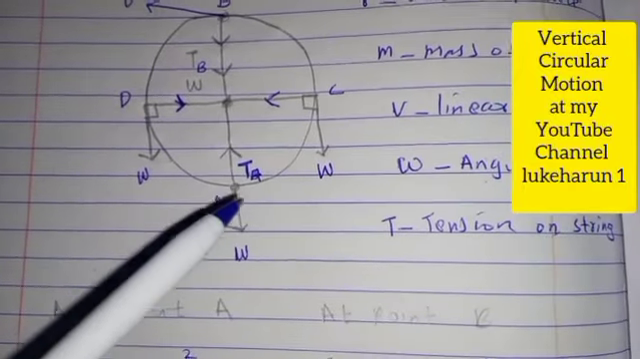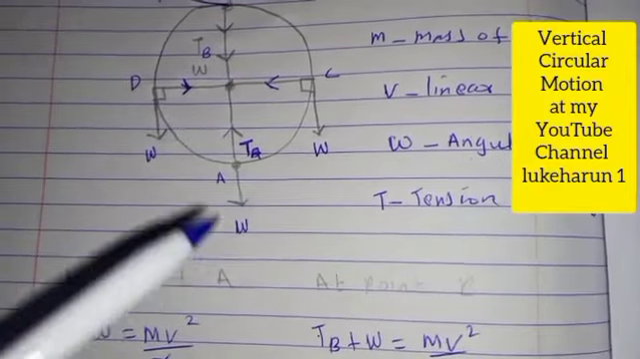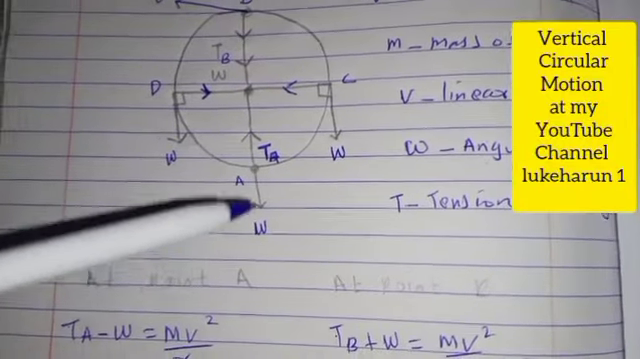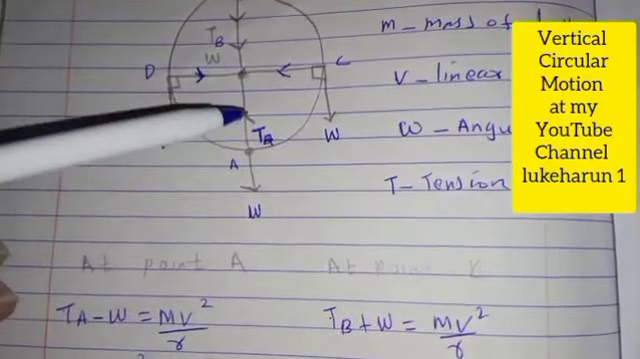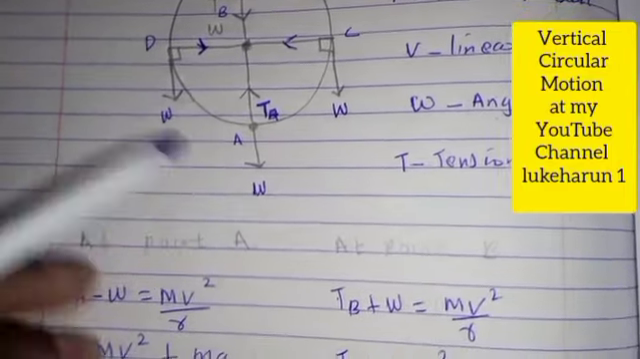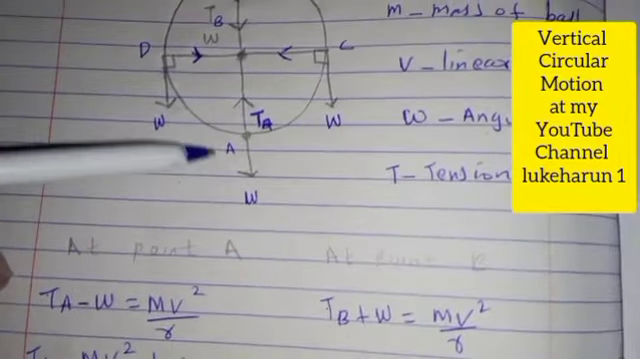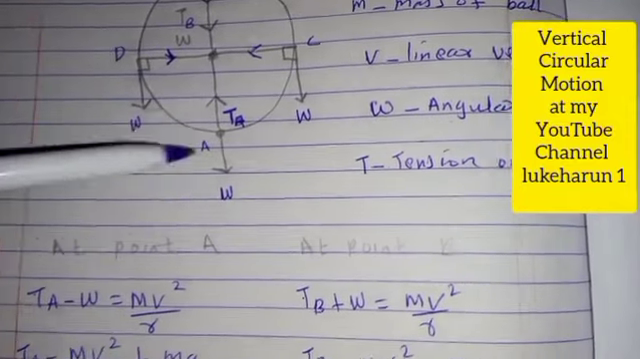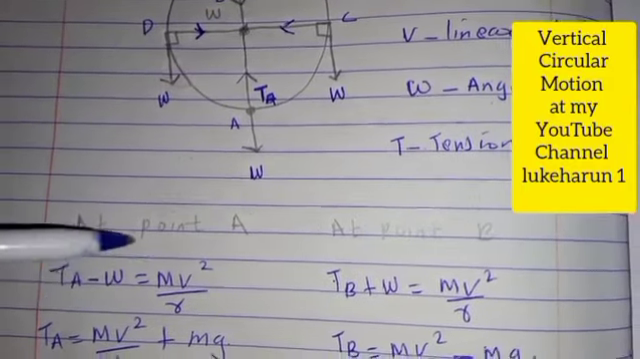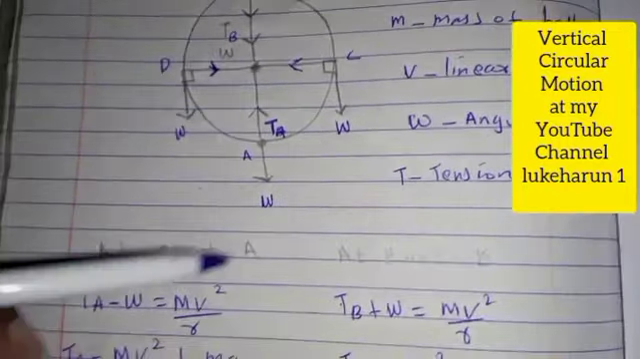At this point here, the tension is acting towards the center and the weight is acting downwards. As we know, always the weight acts downwards. So at point A, the difference between the tension and the weight provides the centripetal force. The resultant between the tension at point A and the weight is the one which will give us the centripetal force. So TA, that is the tension at point A, minus the weight will give us the centripetal force, the force which makes the ball keep on moving on a circular path.